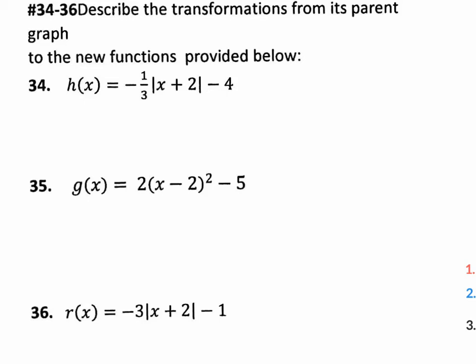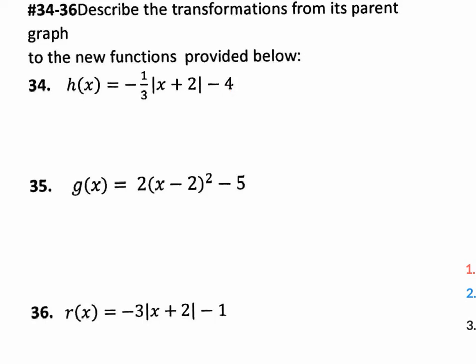From the parent graph, always go through this process. If your a value is negative, that's a reflection over the x-axis. If your a value is a number greater than 1, that's further away from 0, then that's a vertical stretch. If it's a value that's closer to 0, then it becomes a compression. A vertical stretch means it gets narrower. A vertical compression means it gets wider. And then, of course, your h and your k, that's your final transformation, which is a shift left or right and up or down depending on h and k.